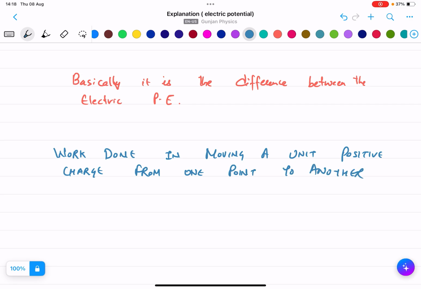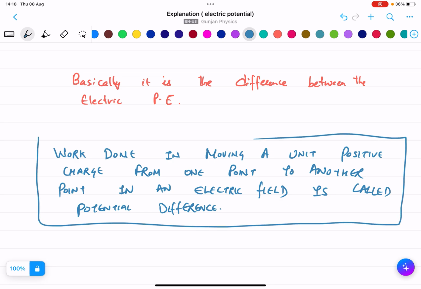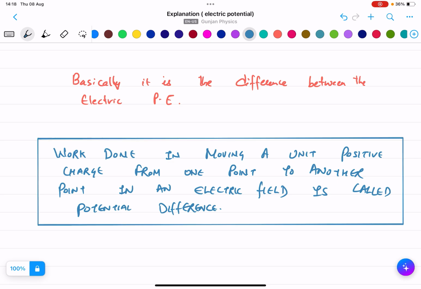To another point, and where are the points? In an electric field. Okay, is called potential difference. So you need to know the definition of potential difference and the definition of electric potential.